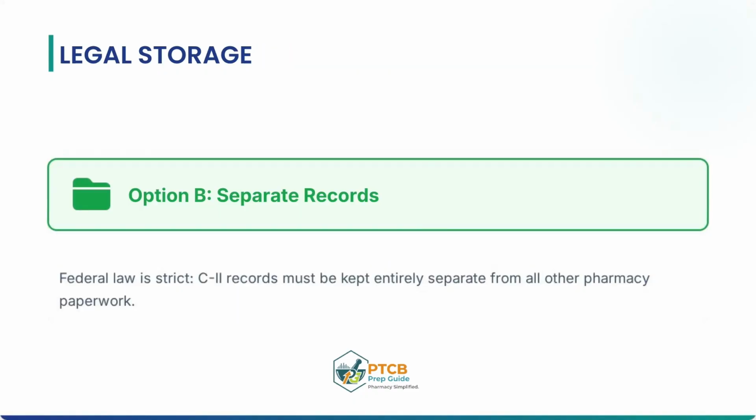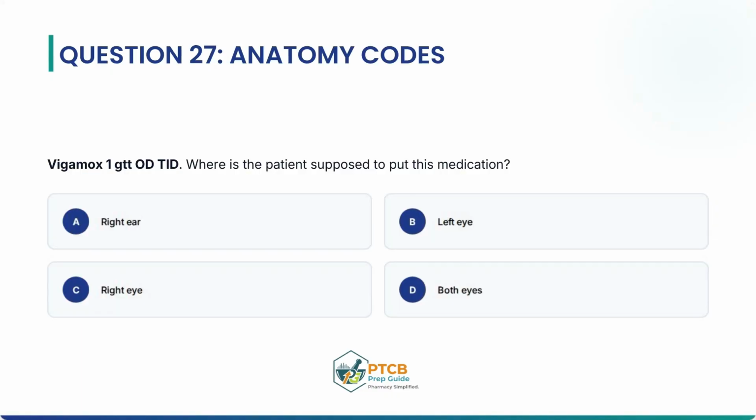The answer is option B. Federal law is very strict here. Schedule II records must be kept entirely separate from all other pharmacy paperwork. Let's try question number 27. A prescription says, Vigamox, 1 gtt OD TID. Where is the patient supposed to put this medication?